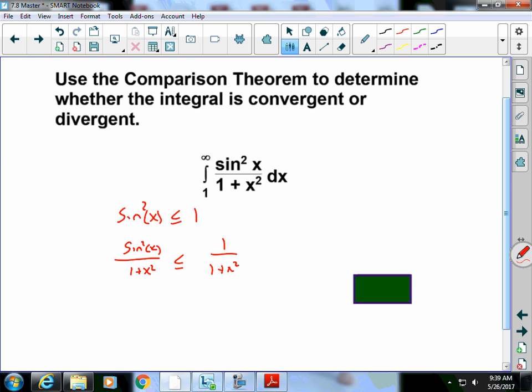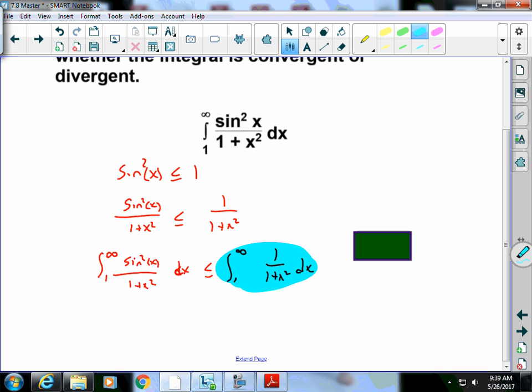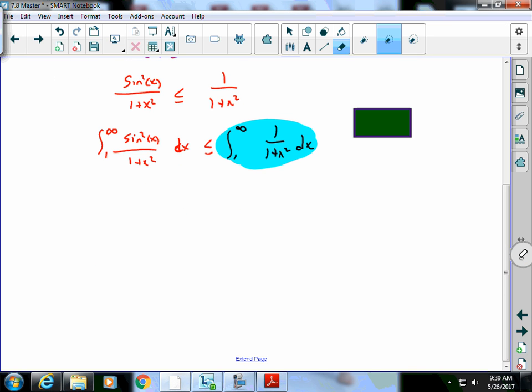And that's great, because then I can say that the integral from 1 through infinity of sine squared x over 1 plus x squared dx is less than or equal to the integral from 1 through infinity of 1 over 1 plus x squared dx. And now I've created something I know how to handle. That there is the arctan. If I'm smaller than that integral, and that integral converges, then I must converge, so sine squared x over 1 plus x squared has to converge. I don't know what it converges to, but I'll know that it converges. That's all I'm asking for.